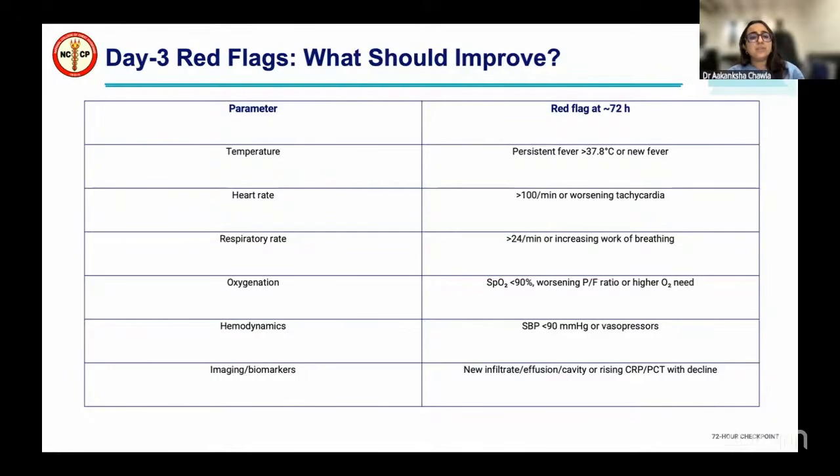If your biomarkers are rising, or they are not going down, that does not necessarily mean that your therapy is not effective. So don't just rely solely on biomarkers as well as imaging. Of course, if the imaging is worsening, then accordingly you have to reevaluate and look at whether you have achieved source control or not.